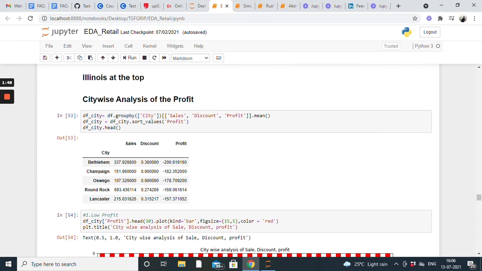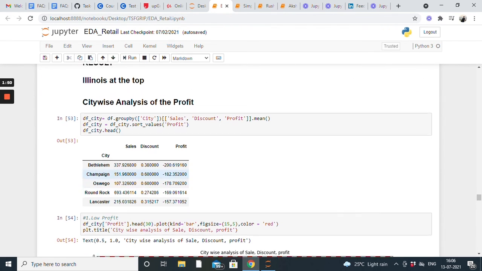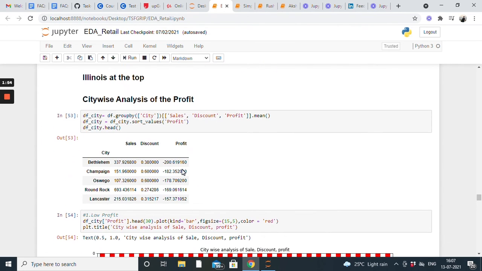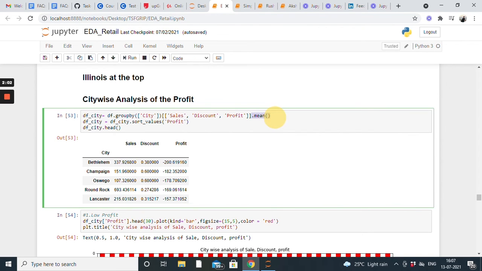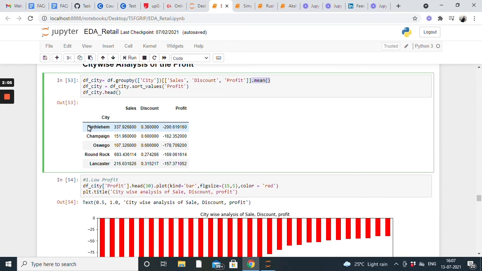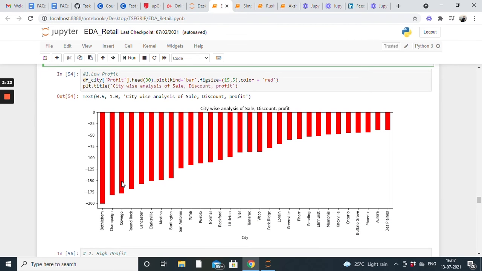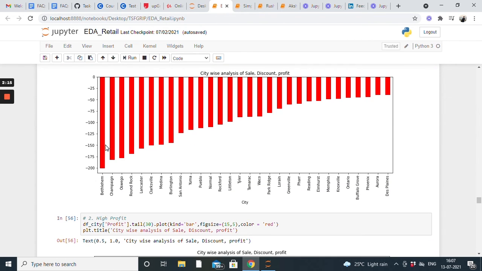So let's do the city wise analysis. We saw state wise, and now we go to the city wise profit, sales and discount analysis. Same group by city, with sales, discount and profit, and we go with the mean value. I have just plotted this with the bar plot, and we are clearly seeing it here.